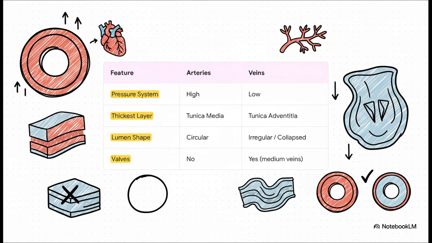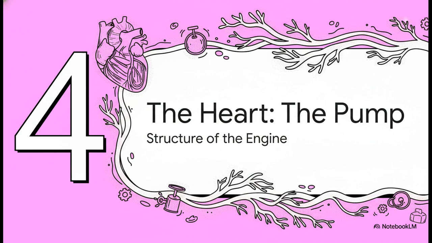Thick, muscular wall, nice and round, that's an artery. Thin wall, weird collapse shape, maybe you see a valve, you're looking at a vein. It's a classic spot test. All right, we've covered the plumbing. Now it's time to head into the engine room, the heart itself.